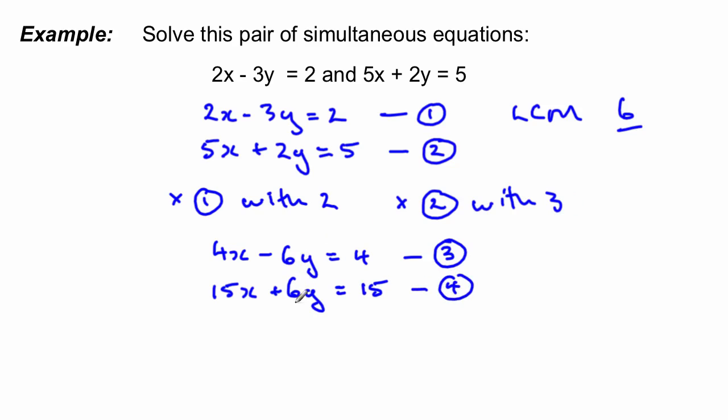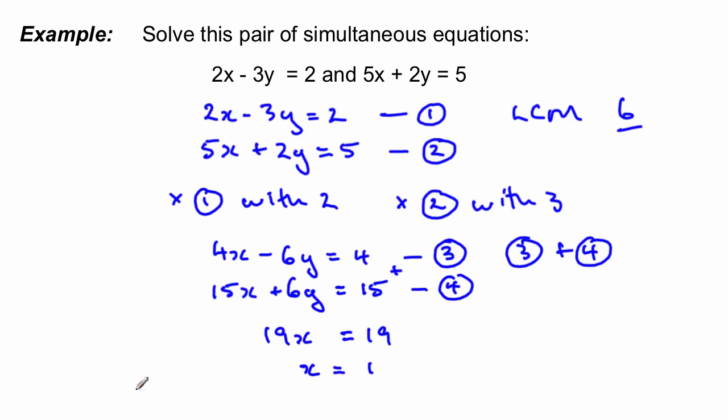And now you'll notice that our coefficients are the same, and if I add them together, I'm actually going to eliminate the 6y. So what we're going to do is we're going to have 3 and we're going to add it to 4 and get our solution. So 15 and 4 is 19. Now these eliminate because it's minus 6y plus 6y, they disappear, and 4x plus 15x is 19x. So x is equal to 1.